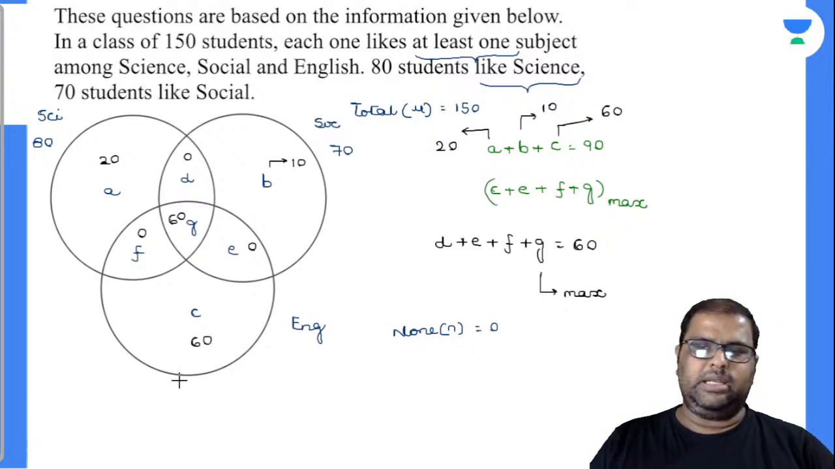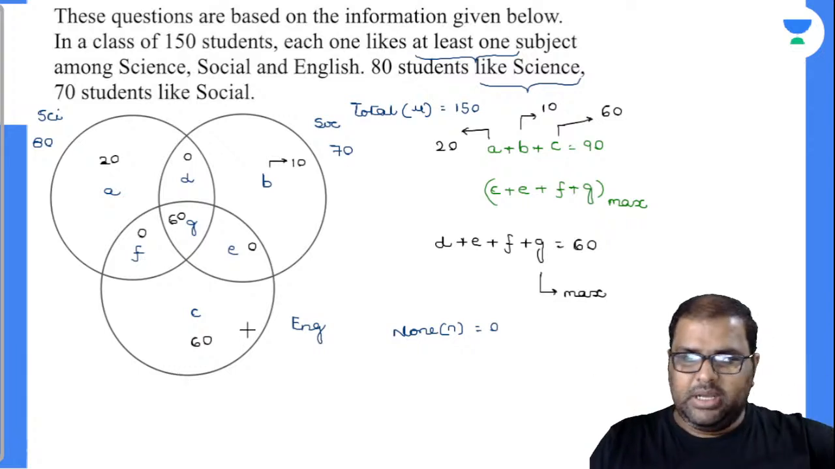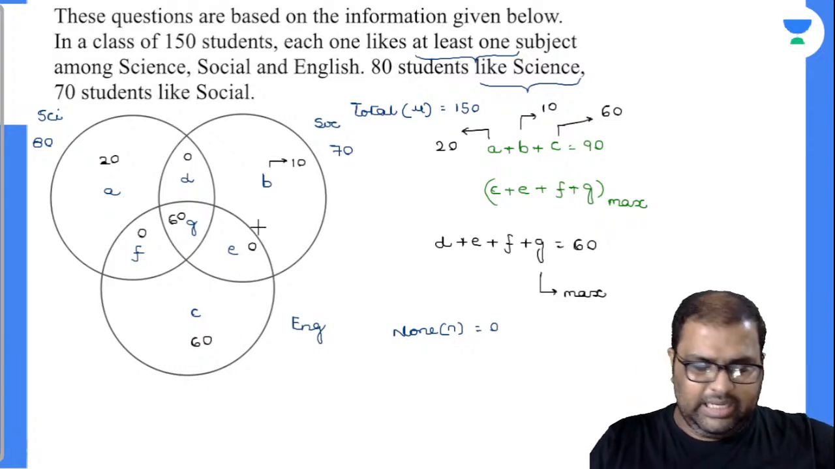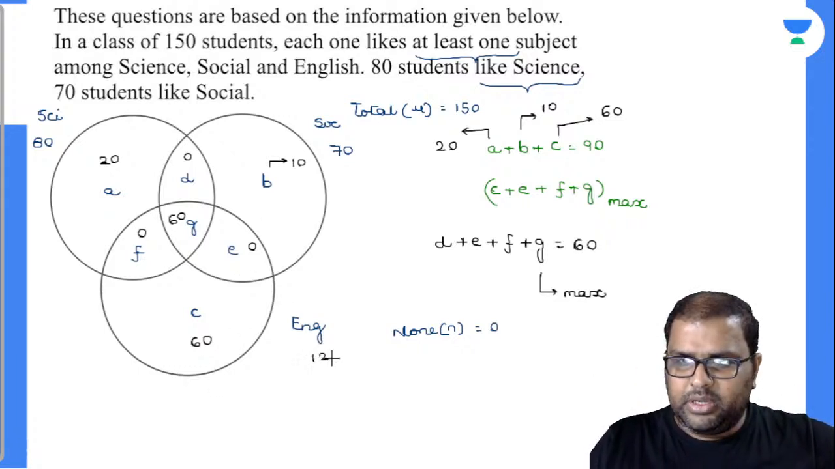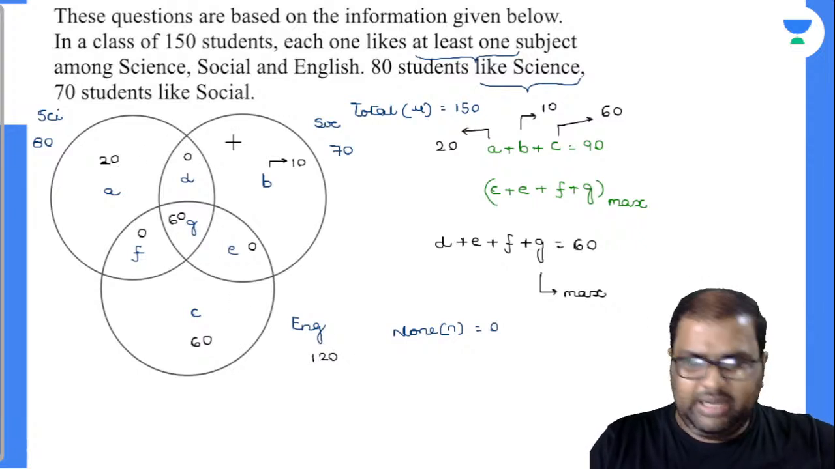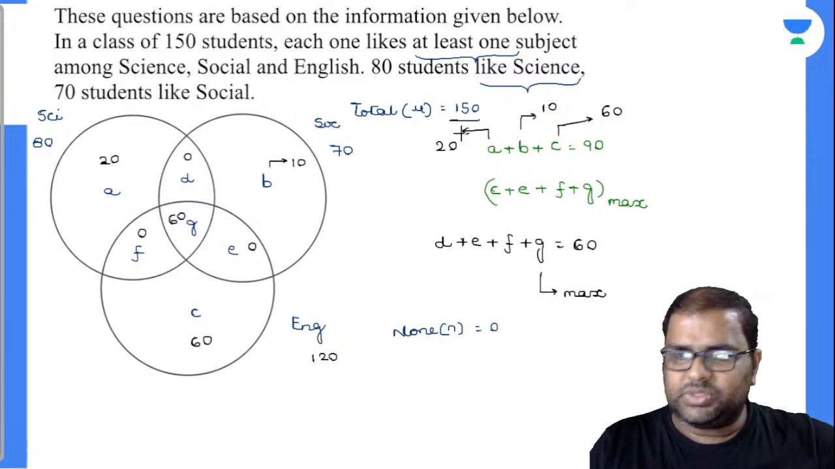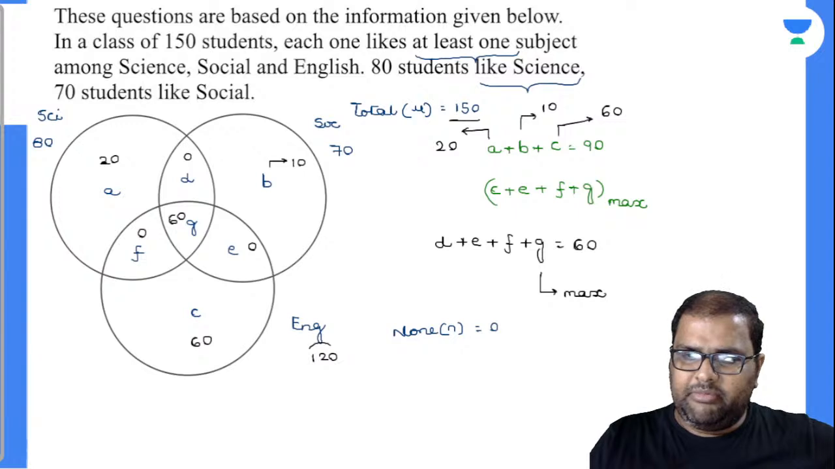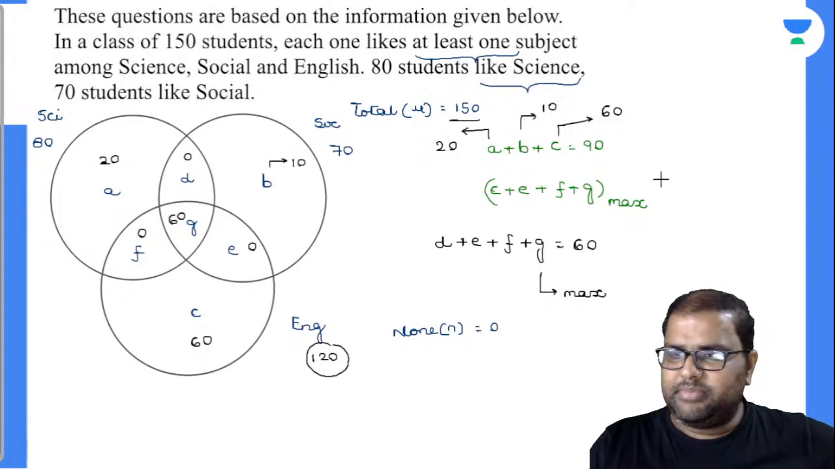60. Let's check there. Now our total has to be 150. So 60 plus 60, 120. The English circle value is 120. Plus 20, 140, plus 10, 150. Yes. So I can give the maximum value of C plus E plus F plus G, max is equal to 120.